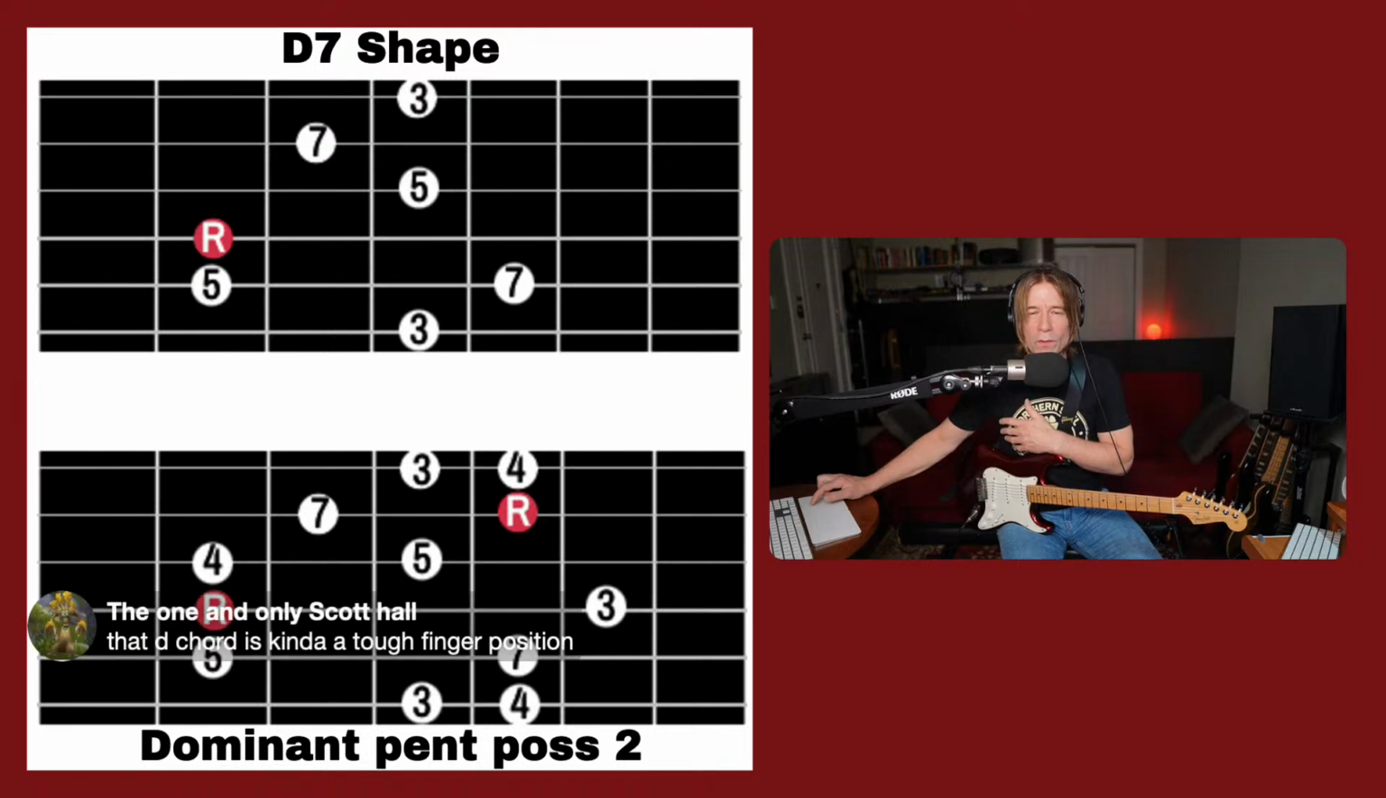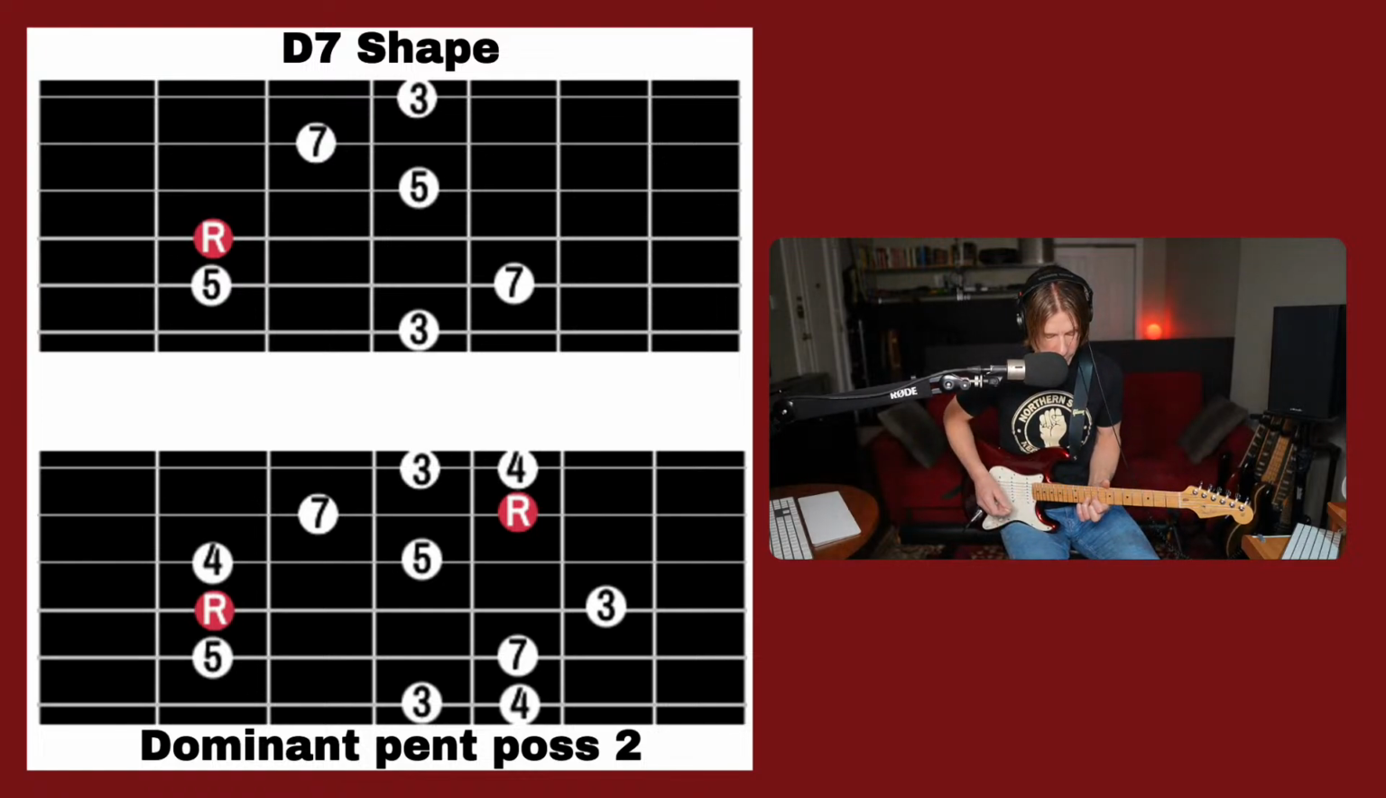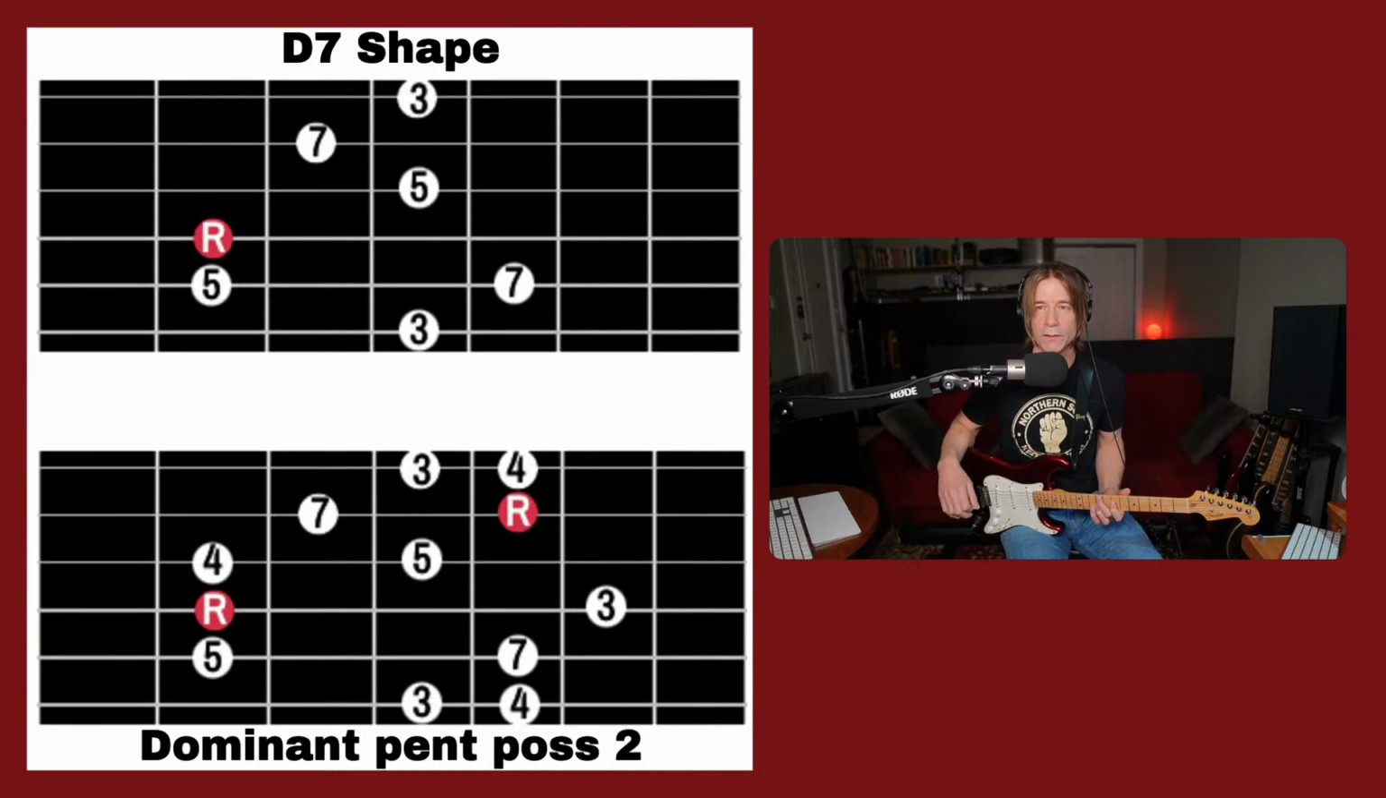Wake up, Robert. The one and only Scott Hall. The D chord is kind of a tough finger position. Just in general, this D chord, or the D up in the A shape, this way right here. It's a good practice, just getting these in your fingers like that, and then taking them and making them dominant chords. And that's the whole idea of this video, right? Playing dominant versions of them.